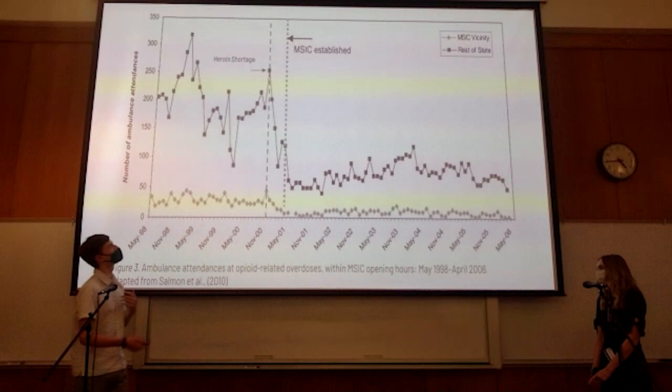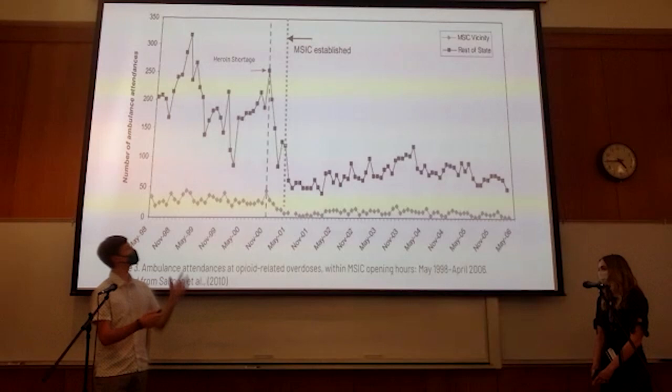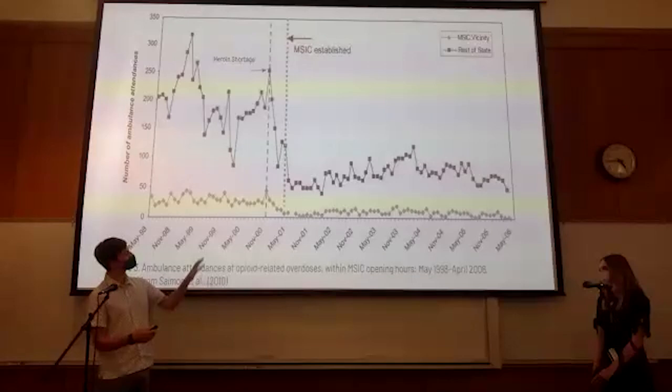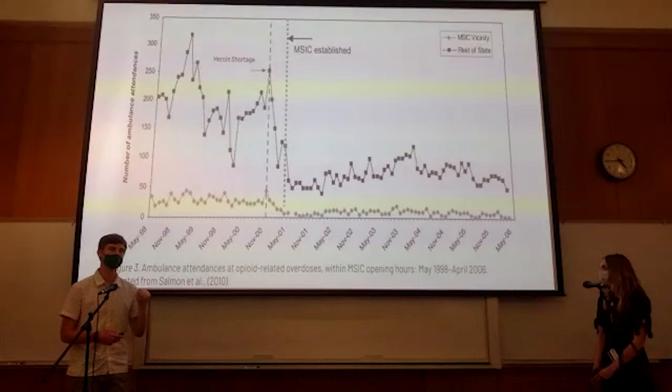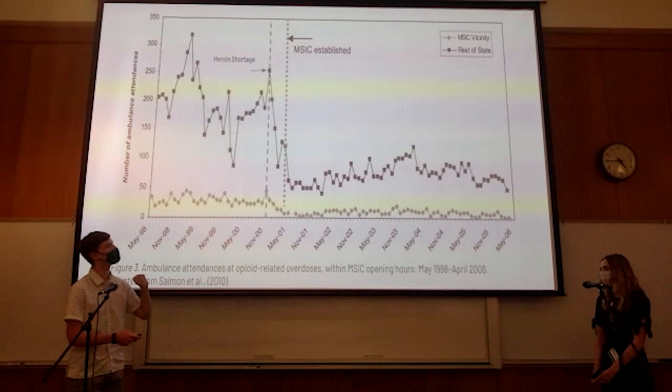So there may be some disparity in the statistics, where maybe this area was more affected or things like that. But we can still see in the actual statistic that there is a stability in the overdose rate as a whole with the introduction of the MSIC, as compared to the toll of New South Wales, which has more volatility.